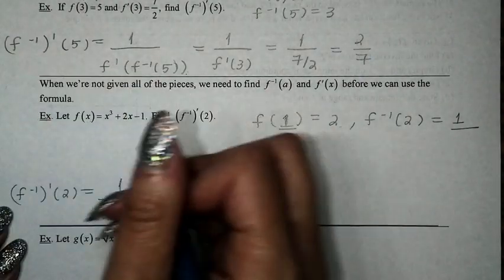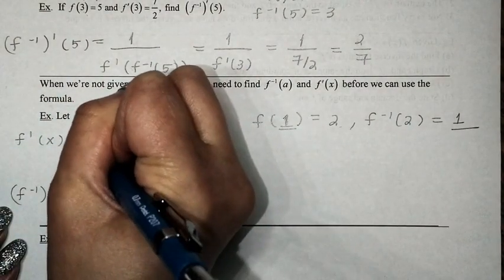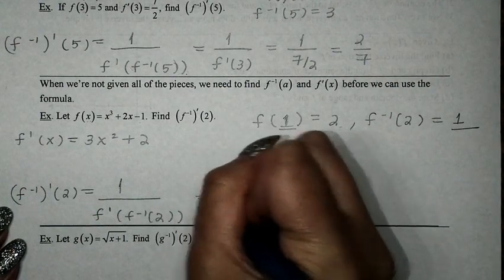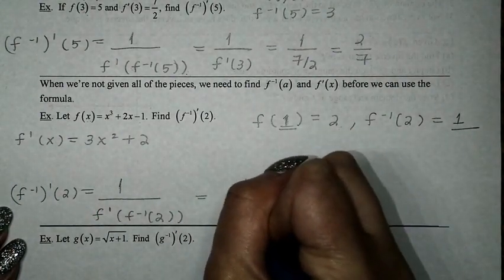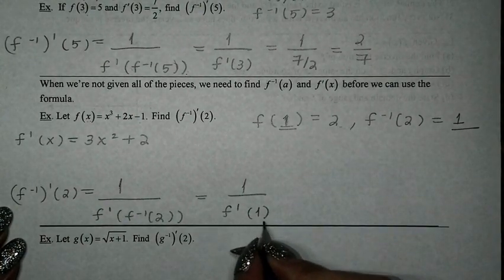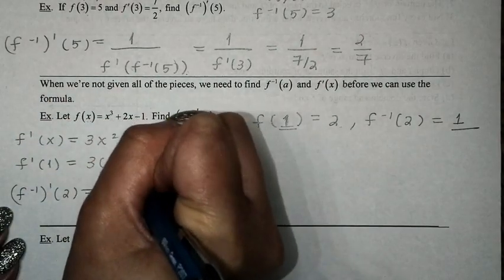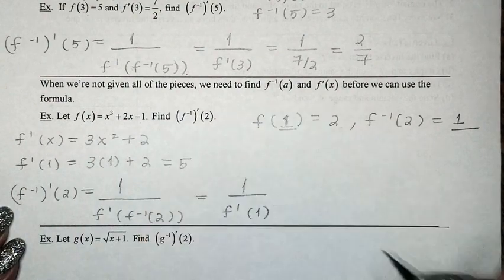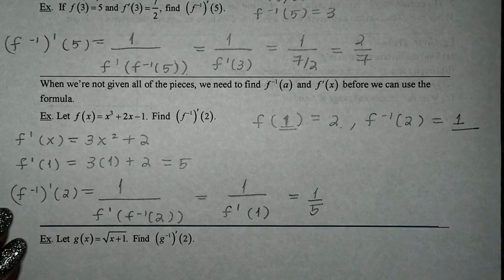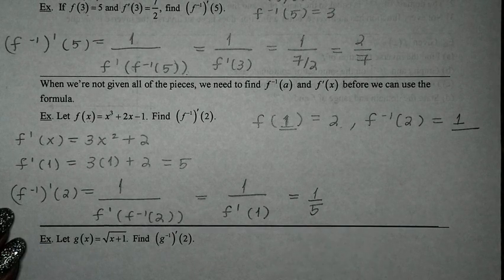Now after that, what we're going to do here is find the derivative of f, which is going to be 3x squared plus 2. So you can see that here we have 1 over f prime, and then you have the f inverse of 2, which is 1. So now we need the derivative evaluated at 1. So you go ahead, evaluate your derivative at 1, and you have this beautiful number that it's 5. So you have that this is 1 over 5, and that's going to be the derivative of the inverse evaluated at 2.